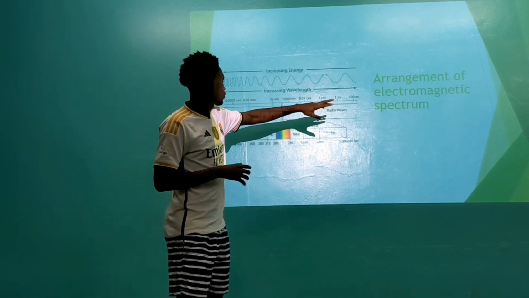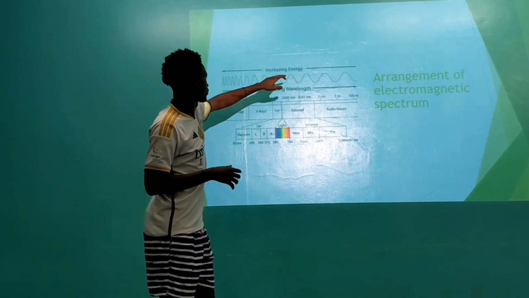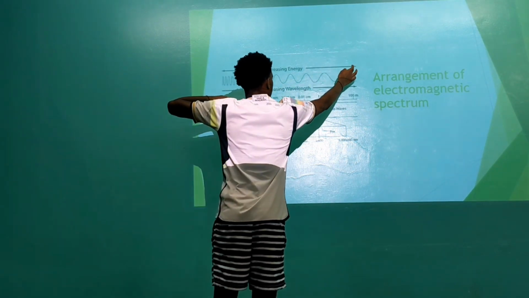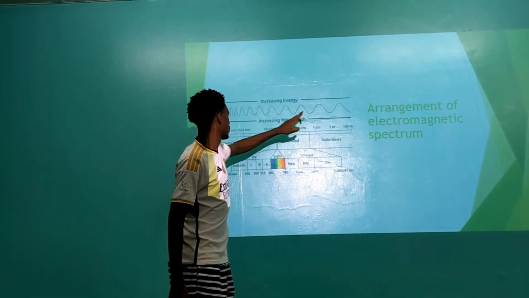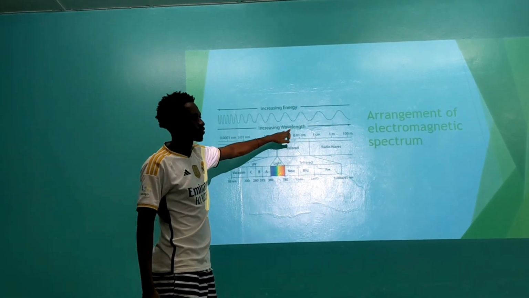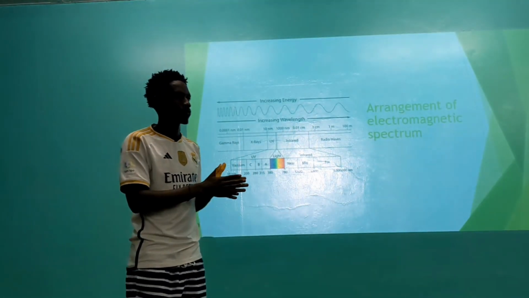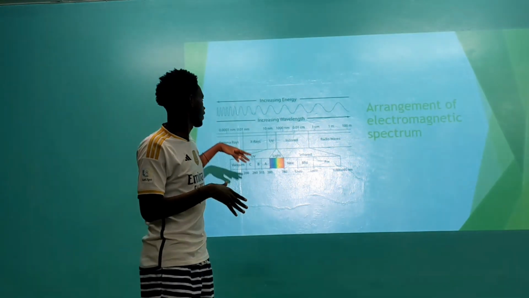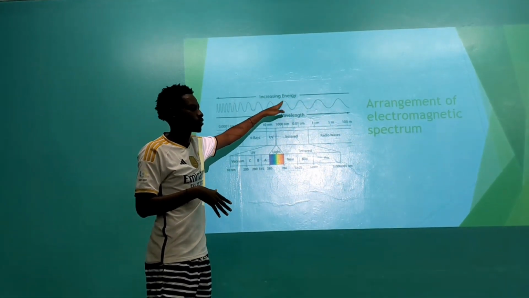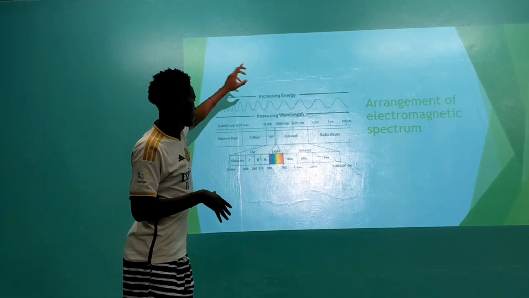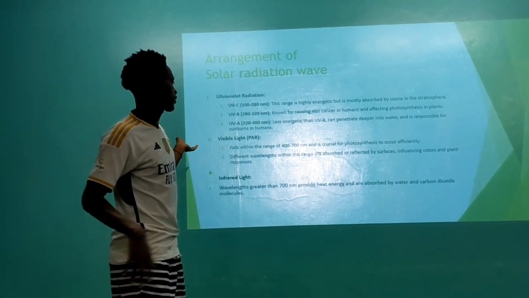We have seen the arrangement of the electromagnetic spectrum, whereby going from right to left there is an increase in energy, and from left to right there is an increase in wavelength. As we know in physics, energy is equal to Planck's constant times frequency. So when the energy increases, the wavelength decreases. It means that energy is inversely proportional to wavelength. Next slide. Arrangement of solar radiation wave, we have seen that.